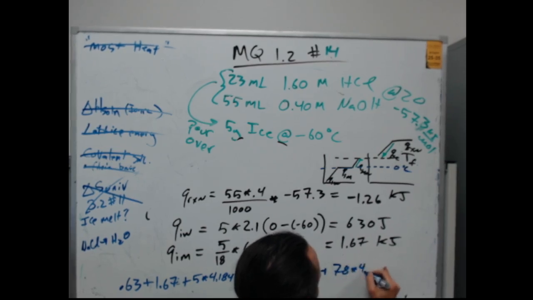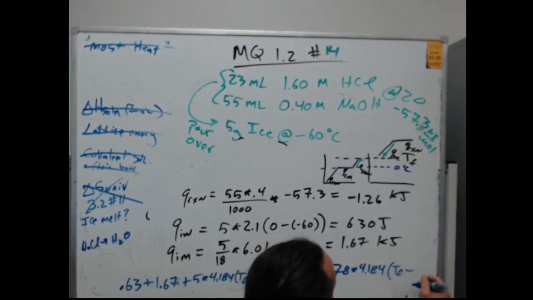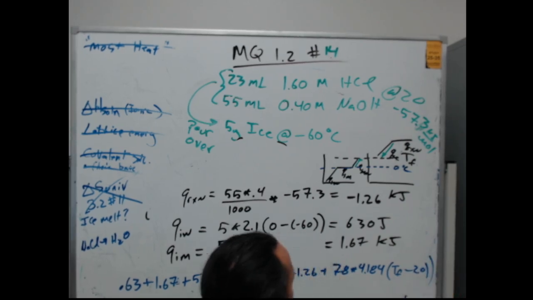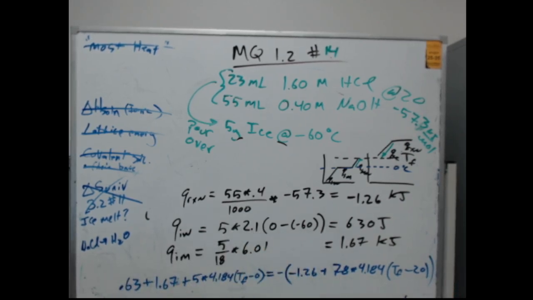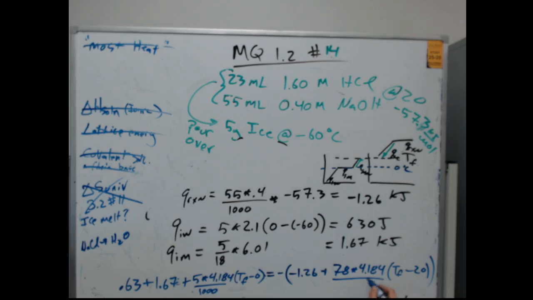78 times 4.184 times T final minus 20. Two things I have to do really carefully. Because I left everything else in kilojoules, I have to divide those two numbers by 1,000 to also get them in kilojoules. If I forgot to do that, I would have gotten a really weird answer. Be careful with your units. Be careful with your negative signs.